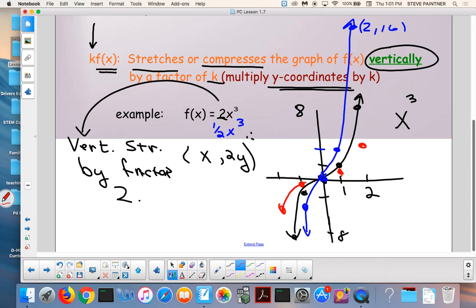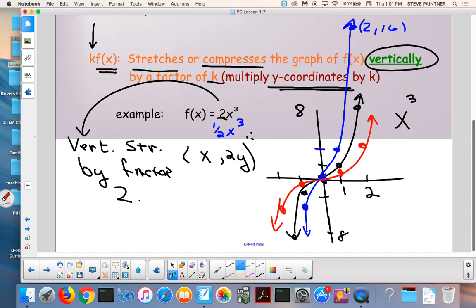So now the graph does this. There it goes. So that's 1/2 x cubed. Yeah? Did all the points get the distance from the x-axis to the point, is it half of the distance? Yeah, it is. I don't know if you see it, but it is. Okay, that's not the confusing one, I don't think.